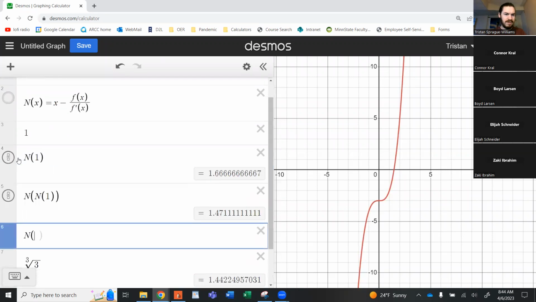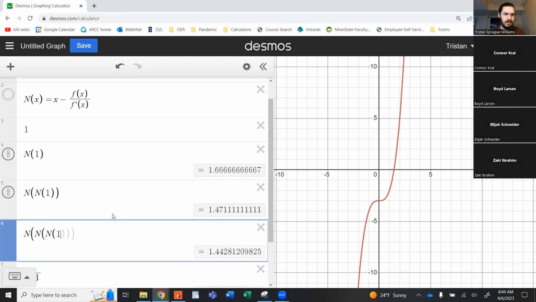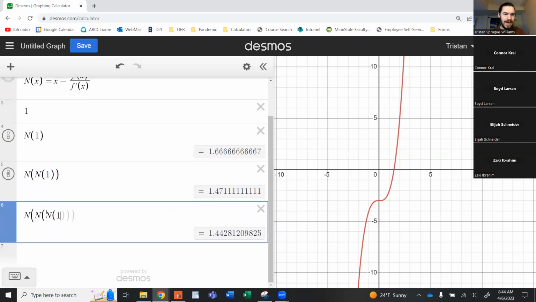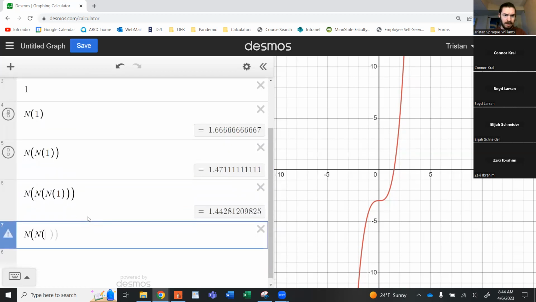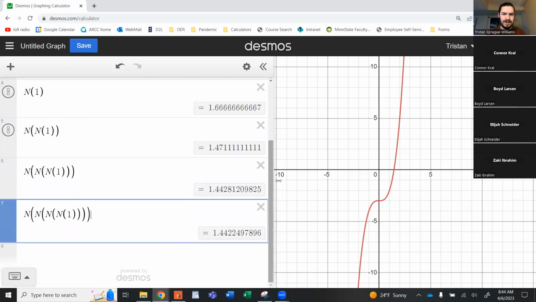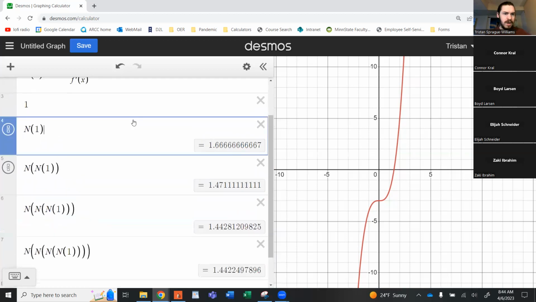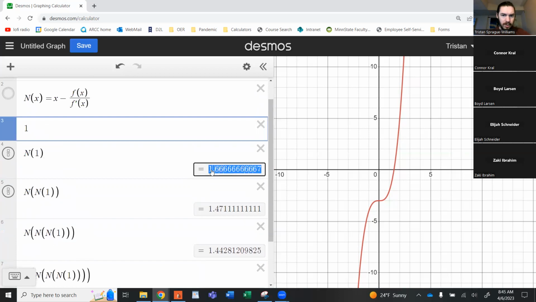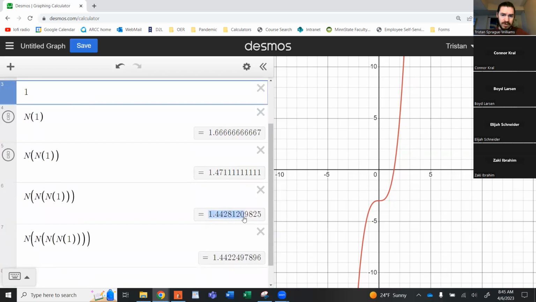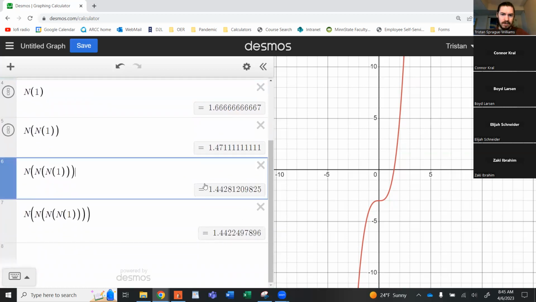look at some successive guesses. So there's 1, then n of 1, n of n of 1, n of n of n of 1, n of n of n of n of 1. And what we can do is look at the difference between these values. From 1 to 1.6 repeated, that's a pretty big jump. 1.6 repeated to 1.471 repeated is also pretty significant. Now we've jumped to 1.4428, and then 1.4422 something.